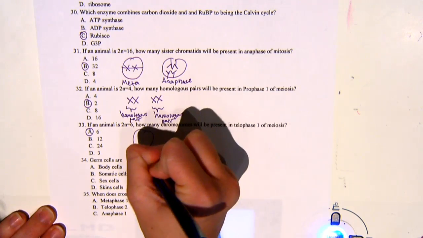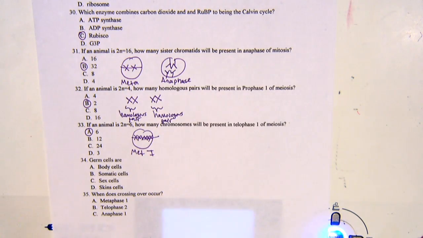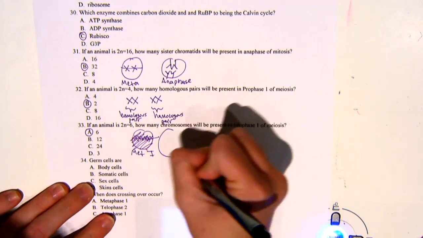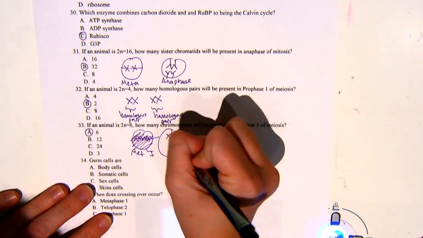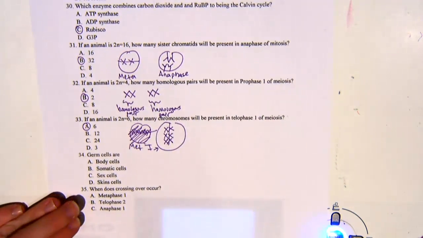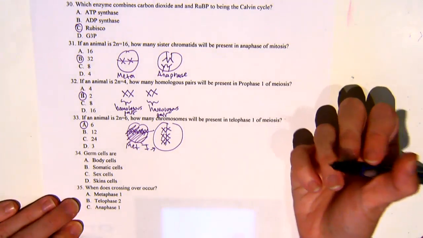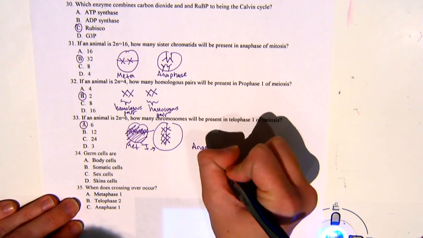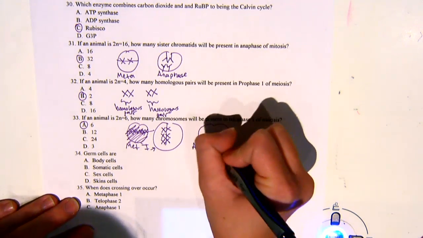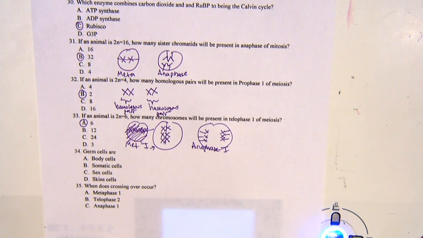In the metaphase 1, we're going to have all 6 of our chromosomes lined up. Ooh, scratch that. We're going to have homologous pairs lined up. So this would be metaphase 1, because we're talking about meiosis. So metaphase 1, our 3 homologous pairs, since we have 6 chromosomes, are going to be lined up. And when we go through anaphase 1, our homologous pairs will be pulled apart.